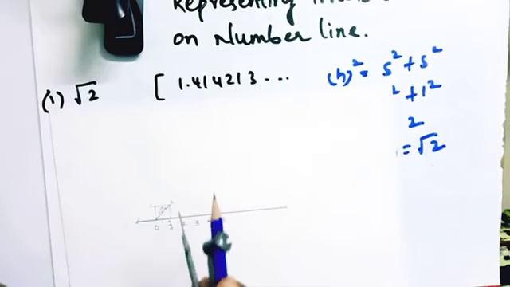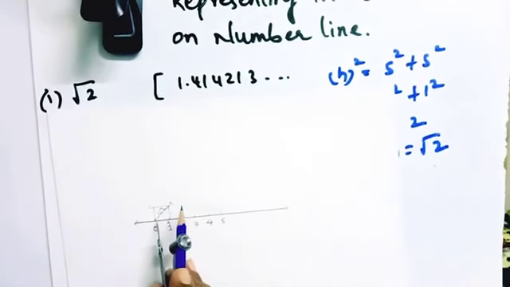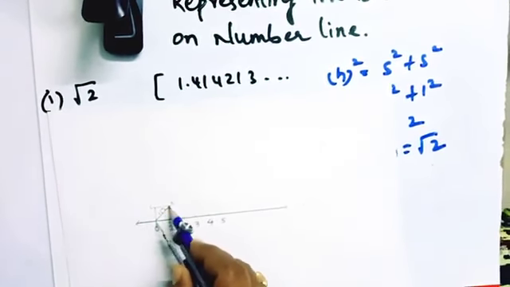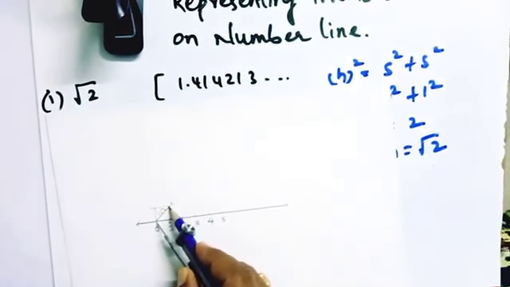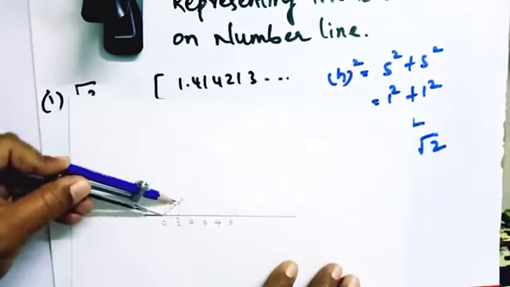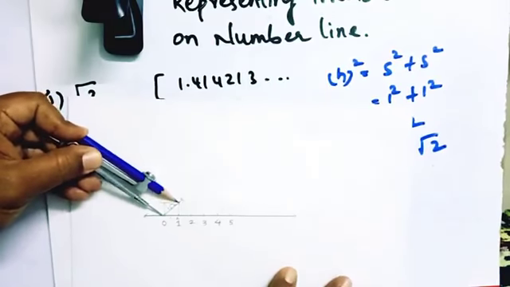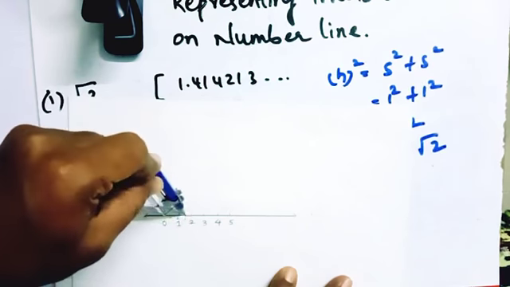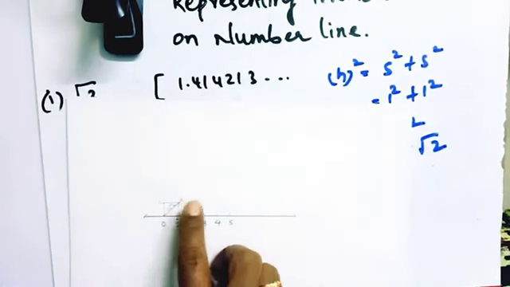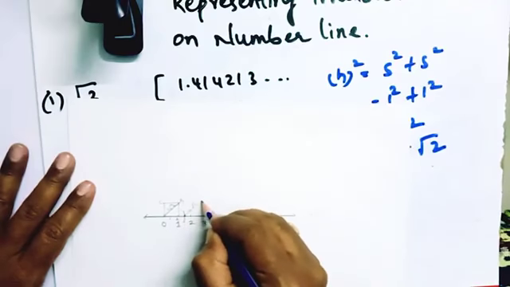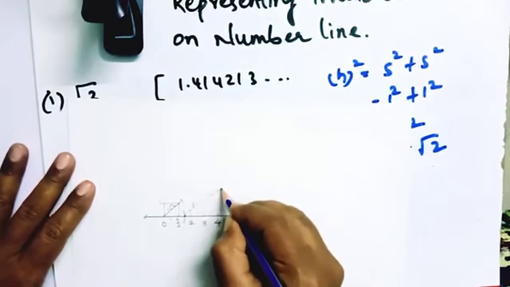Now take a compass with the center O and radius as OB. I am taking OB because OB is equal to the root 2 value. So with center O and that radius, which is the root 2 value, draw an arc on the number line. Now see here, this point shows root 2, which is equal to 1.414 and so on.